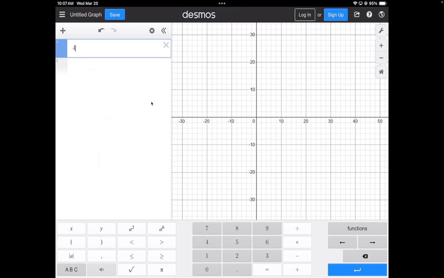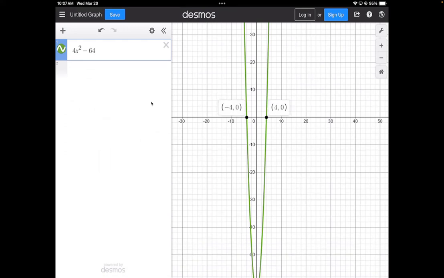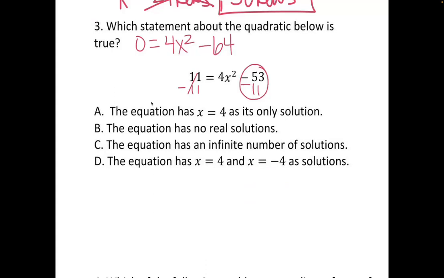Oh, sorry about that. 4x squared minus 64. And I can see, in fact, I have negative 4 and positive 4. I'm going to go ahead and write that on my paper. x equals negative 4 and positive 4.